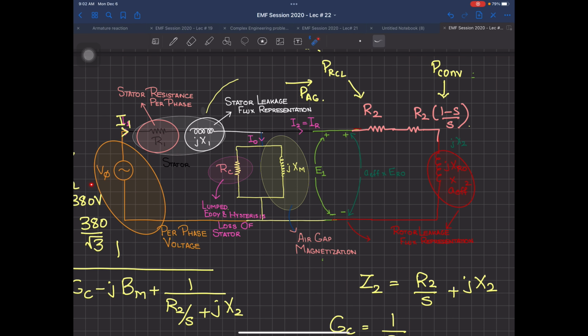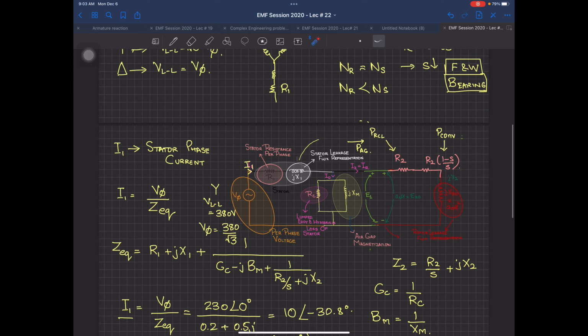So this P, when this enters, some is consumed in stator copper losses, some is consumed in core losses, actually eddy and hysteresis losses, and the power which corresponds to this vertical line right of this is consumed over here. So there is no other resistance place. And this is the rotor copper losses, this is the converted power over here.